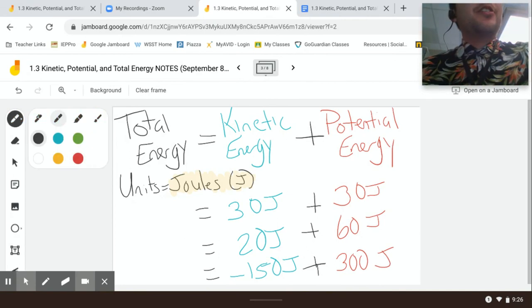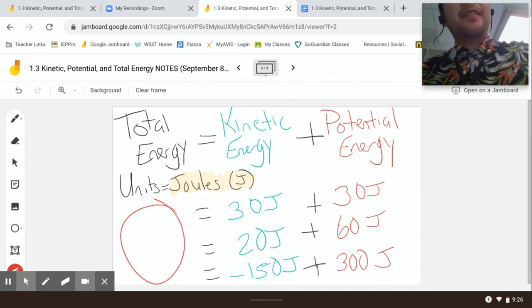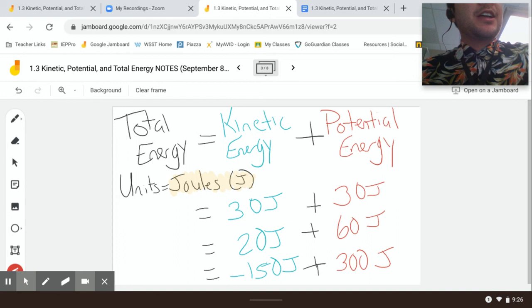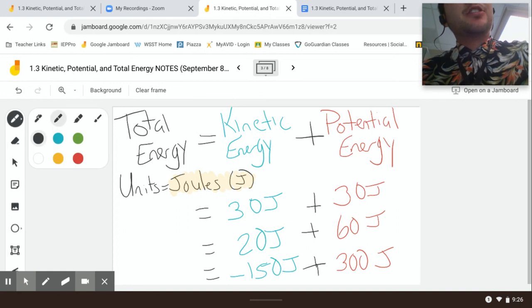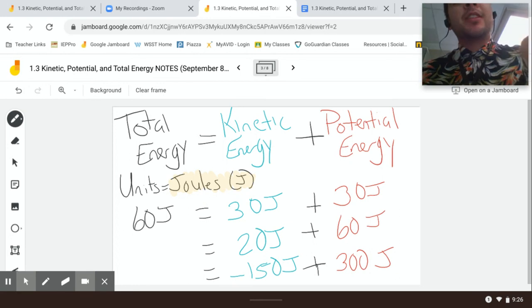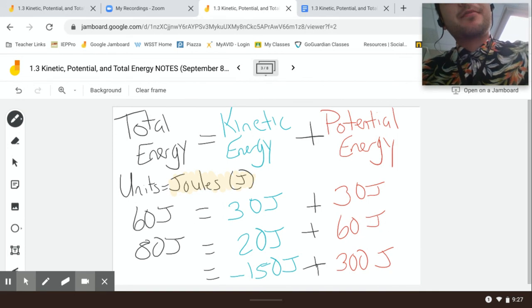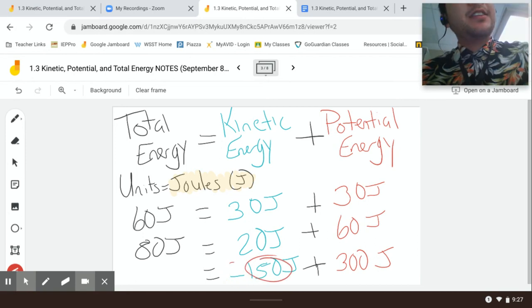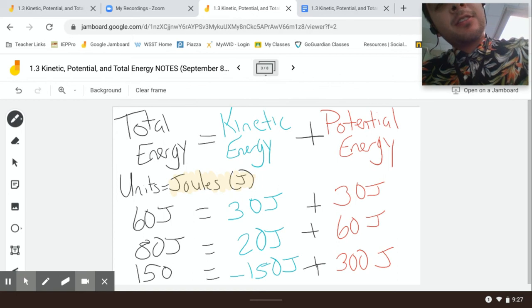Now, the total energy is basically them added together. So let's take 30 joules of the kinetic energy and 30 joules of the potential energy and add them together, because that's going to be our total energy. 30 plus 30 equals 60, but not just 60, it's 60 joules. Next one, 20 joules from the kinetic energy plus 60 from the potential energy is going to be 80 joules. And the last one has a negative number. We know 300 is bigger than negative 150, so 300 minus 150 is what? You guessed it, 150 joules.